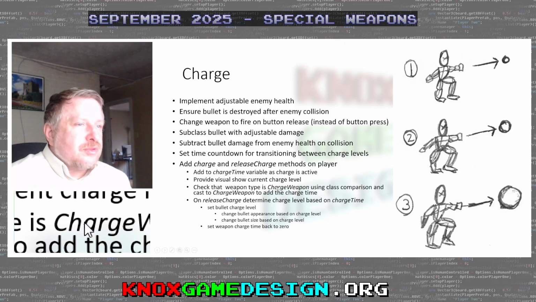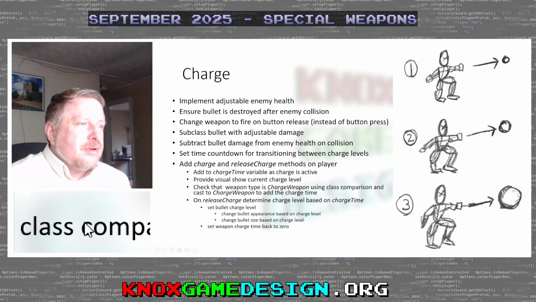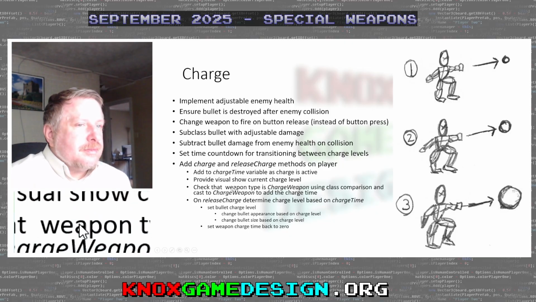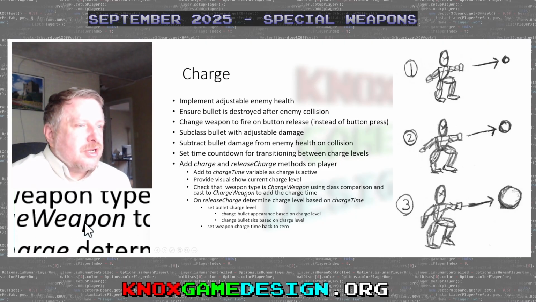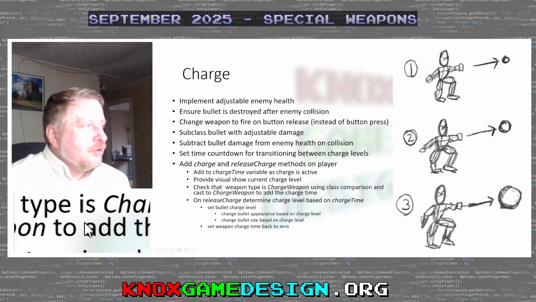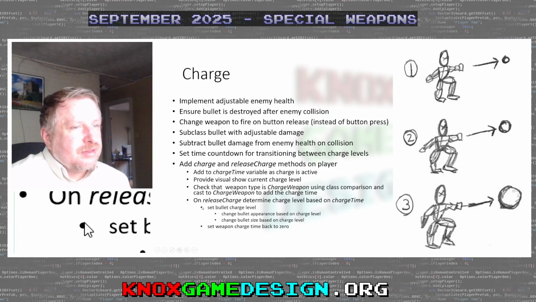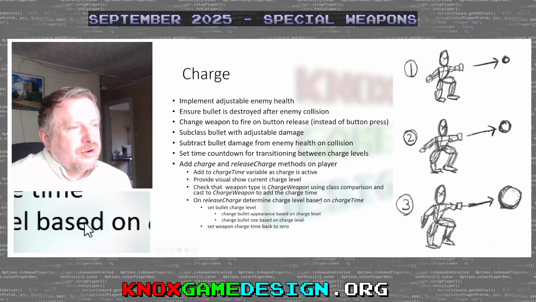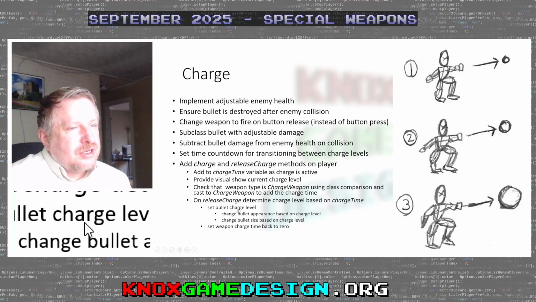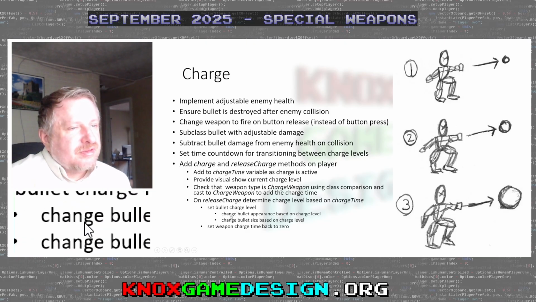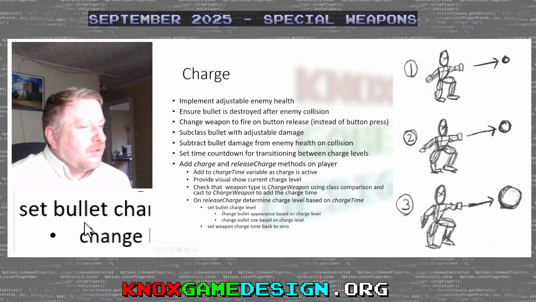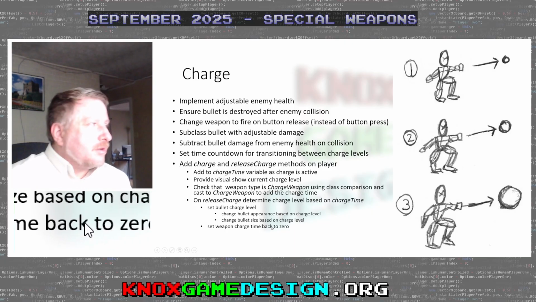So we also want to check that the weapon type is a charge weapon, using the class comparison to add the charge time and determine when it's been released. So it's a little bit different than the regular shoot method. Then we're going to have a release charge method, and it will determine the charge level based on charge time. So we're going to set the charge level when it's instantiated. We're going to change the bullet appearance. We're going to change the bullet size. And then after the charge has been released, we're going to set the weapon charge time back to 0.